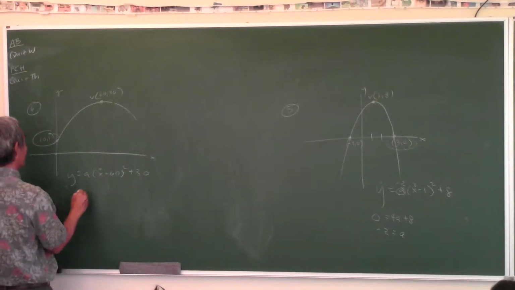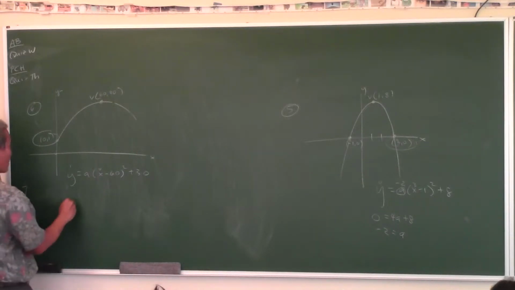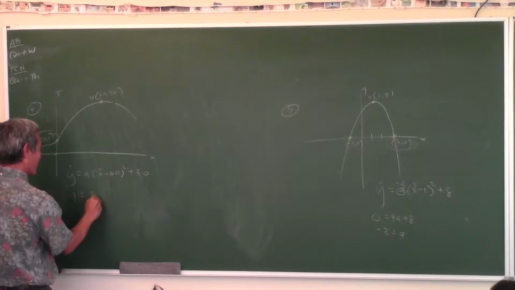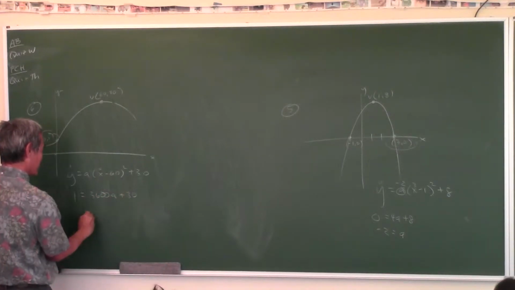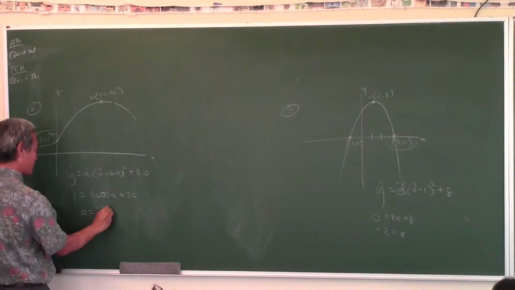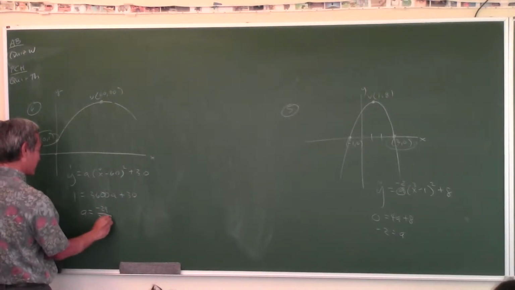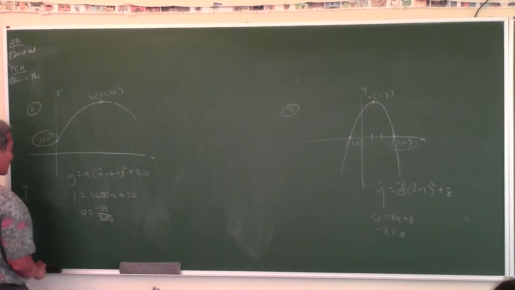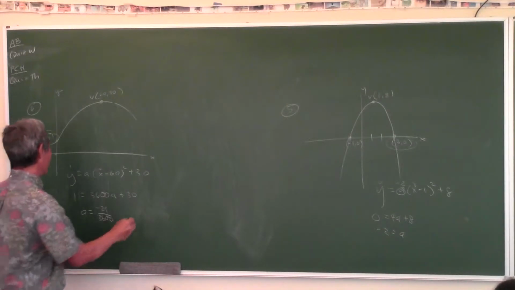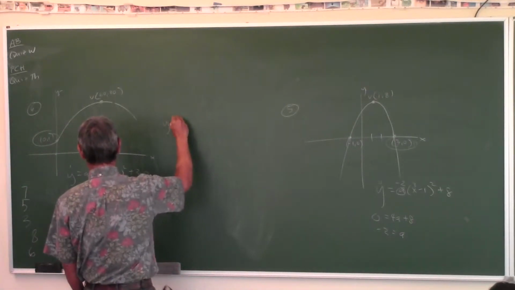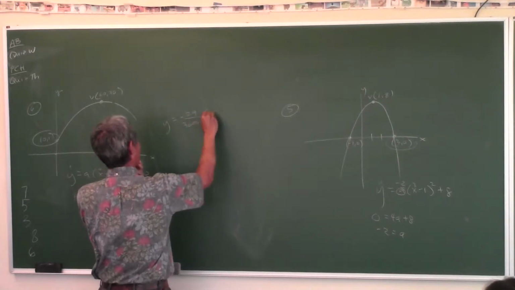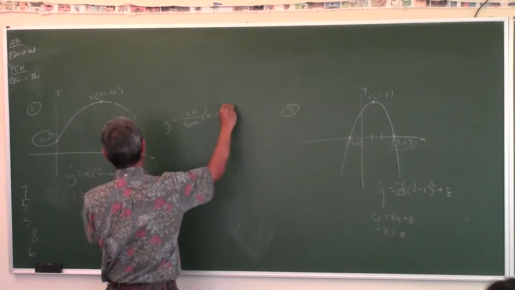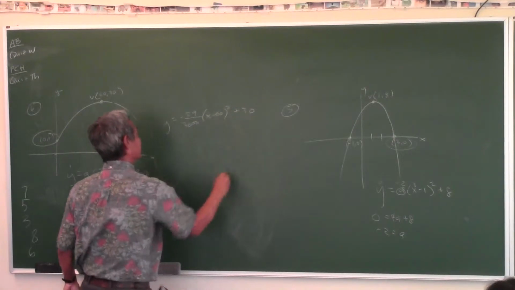If I plug in 0 for x and 1 for y, what do you get? 1 equals 3600a plus 30. So therefore, a equals negative 29 over 3600. Did I do that correctly? Yes. Of course, I'm the teacher. So the equation of this parabola is y equals negative 29 over 3600 times (x minus 60) squared plus 30.